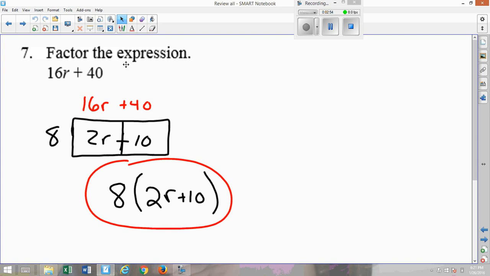Factor the expression. The biggest number that would go into both 16R and 40 is going to be 8. So I did 8 on the outside, and I get 8 times 2R plus 10. And then you got to rewrite it. The answer has to be 8 parentheses, 2R plus 10. You can't just skip the last step of rewriting it.